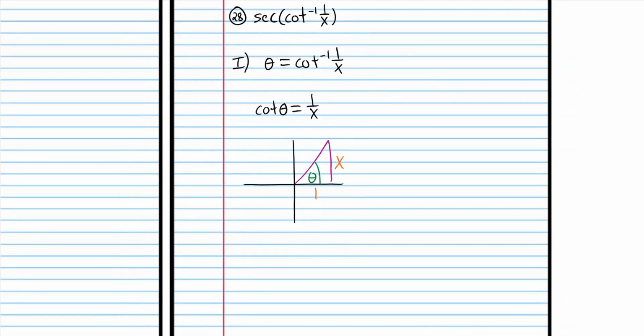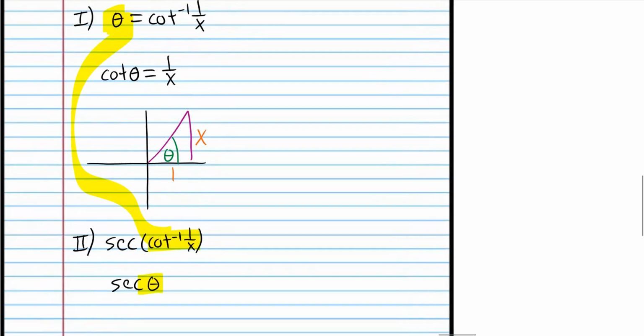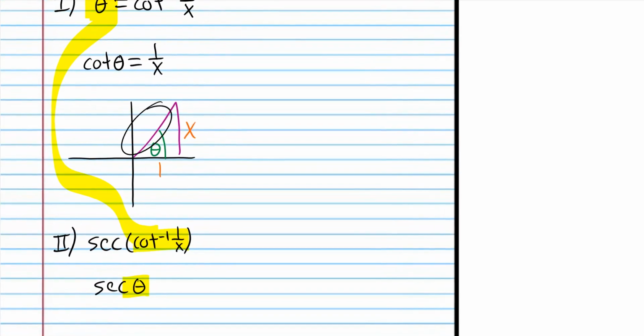And we're looking for secant of cotangent inverse of 1 over x. But we defined cotangent inverse of 1 over x as theta. So we're really just looking for secant theta. We can use the triangle to help us. The problem is we need the hypotenuse for the secant function. So we need to use the Pythagorean theorem.